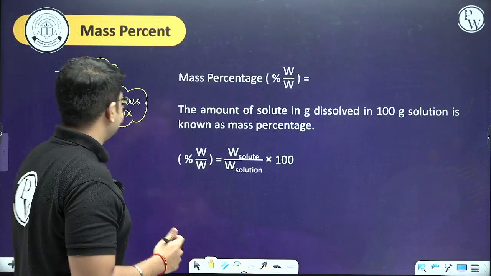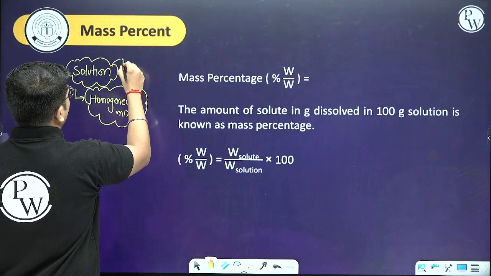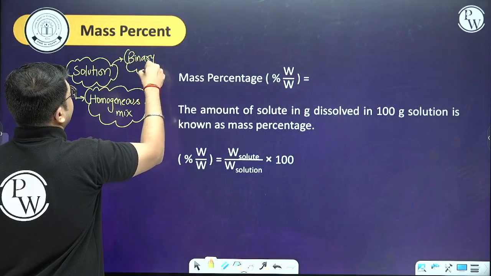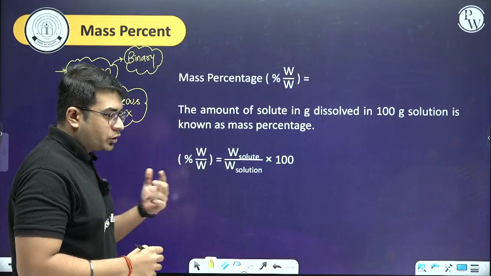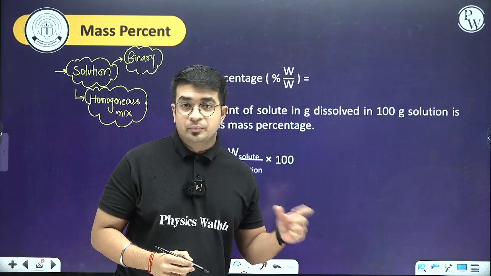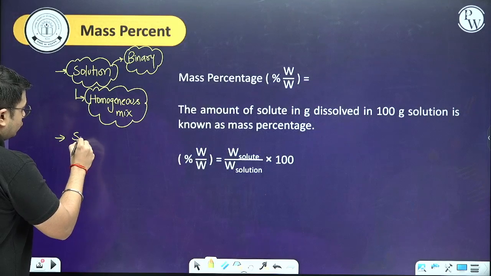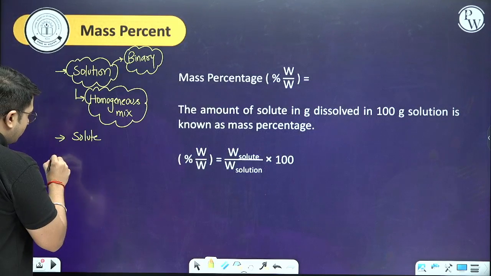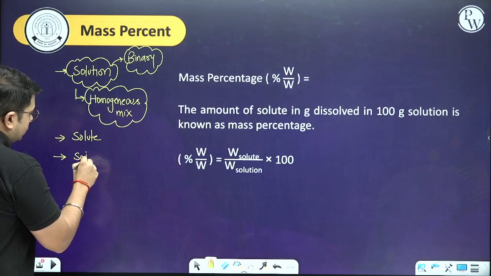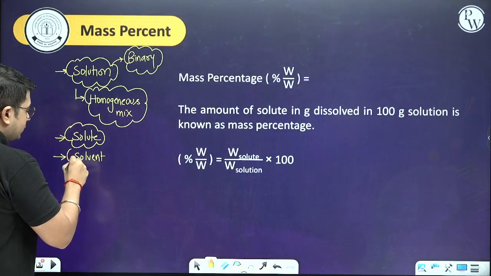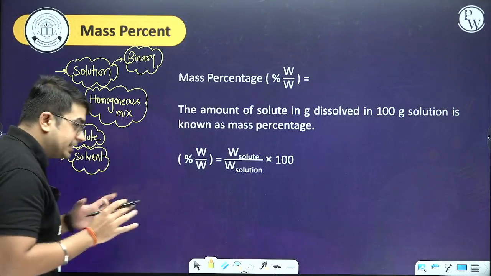In this case we are talking about the binary solution, which means two components in a particular mixture. Component 1 is known as a solute and component 2 is known as solvent. Okay, how to deal with this particular part? What is solute, what is solvent? It's very easy to understand.